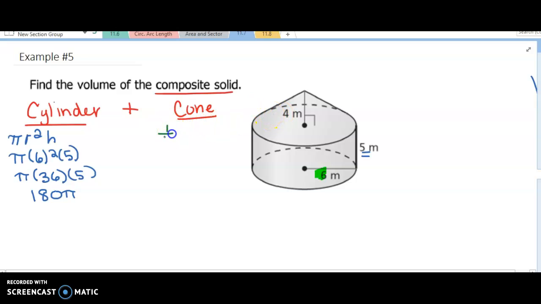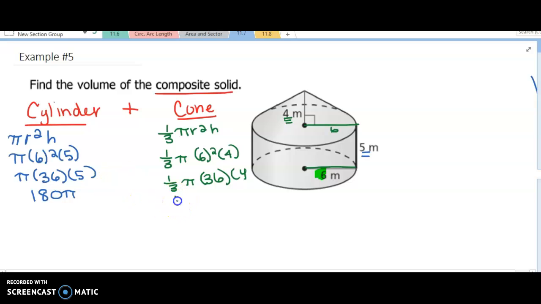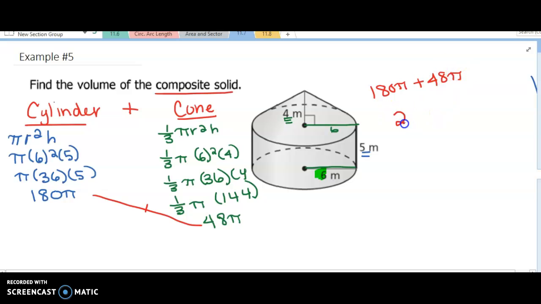Now, I'm going to find the volume of my cone, which is 1/3 pi r squared times h. My radius is still 6. So 1/3 pi 6 squared, and the height of my cone is 4. So once again, 1/3 pi times 36 times 4. And 36 times 4 is 144. And then 1/3 of 144 is just 48 pi. So what I need to do then is add these two. 180 pi plus 48 pi gives me 228 pi, and that's meters cubed. Or if I put that into my calculator, that's roughly 716.3 meters cubed. And that is it.